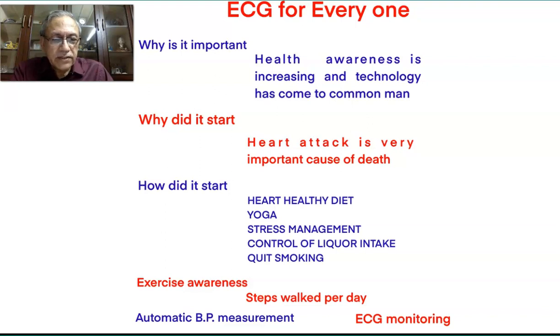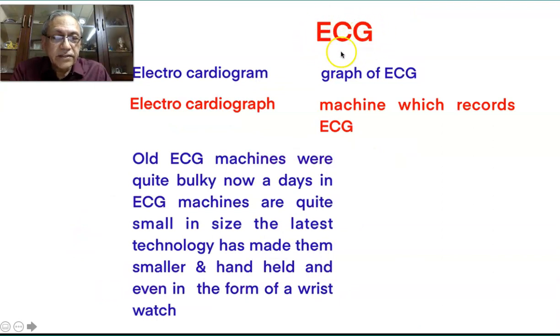So how it started was that first of all came the heart healthy diet, then came the yoga, stress management, control of liquor intake, to quit smoking, all for the purpose to prevent heart attacks, and also came the era of exercise awareness. That's how many steps you really walk a day would make the difference in your getting a heart attack avoided. And then came the era of automatic blood pressure measurements, and now we have the era of ECG monitoring. Now let's see what is ECG.